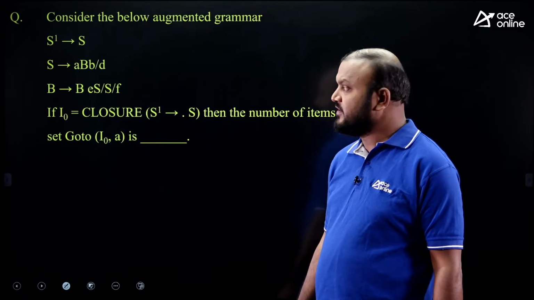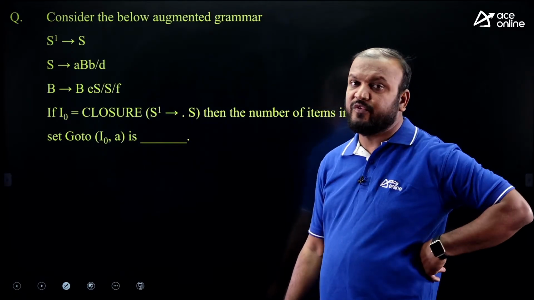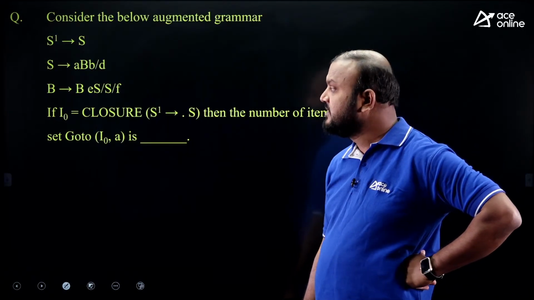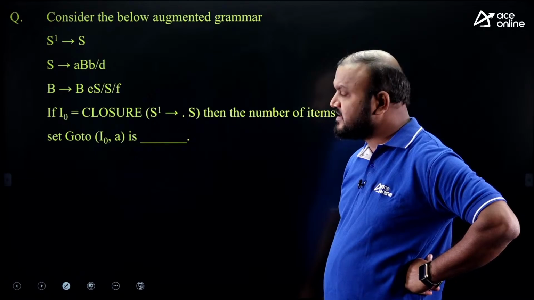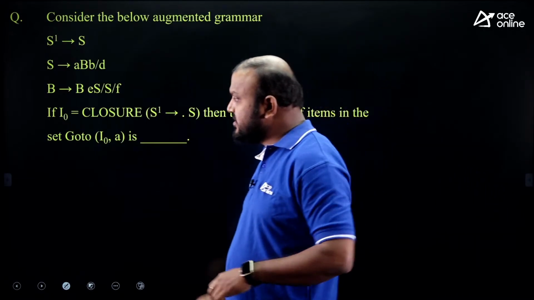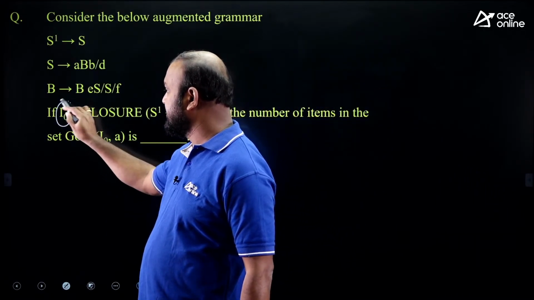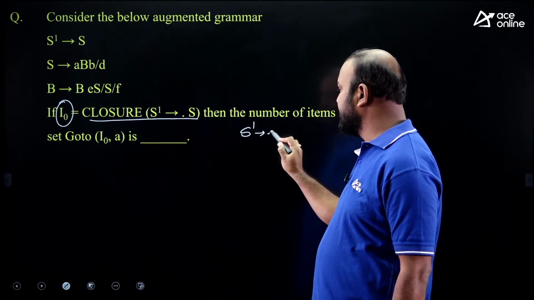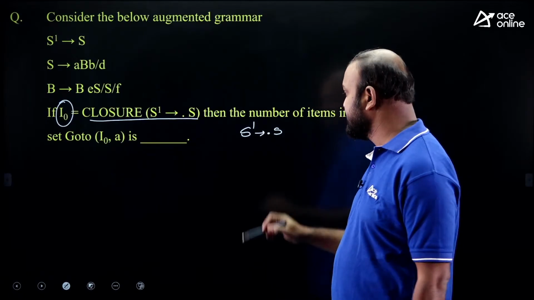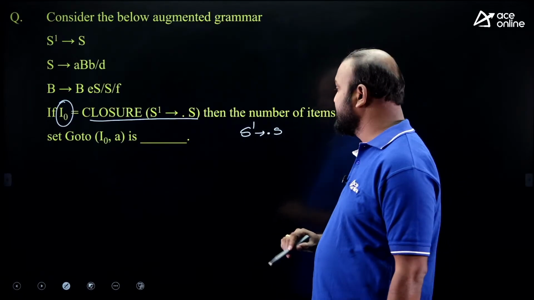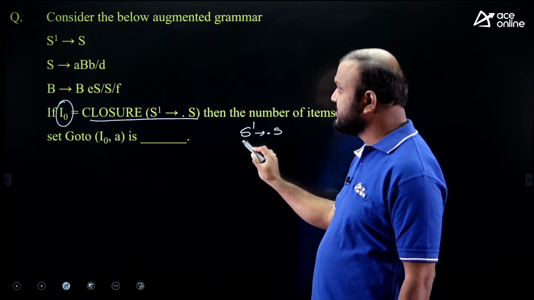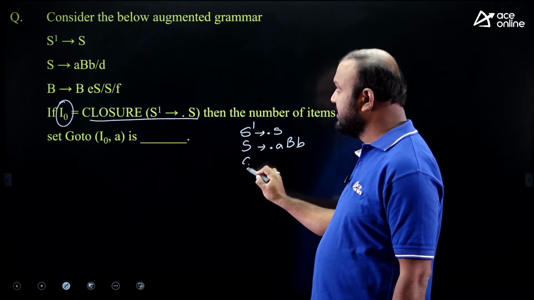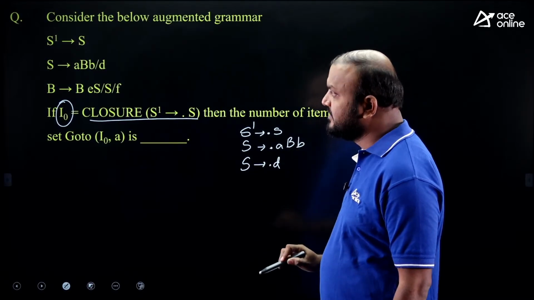Look for this kind of question. This kind of question started being asked from GATE 2020 onwards, and before that this kind of question was not asked. Look at it, they are given some grammar, and the question is: if state I0 is the closure of S dash tends to dot S, what is S dash tends to dot S? It means we are able to derive some input sentence using S productions. What are the S productions? S tends to dot small a, capital B, small b, and S tends to dot small t.